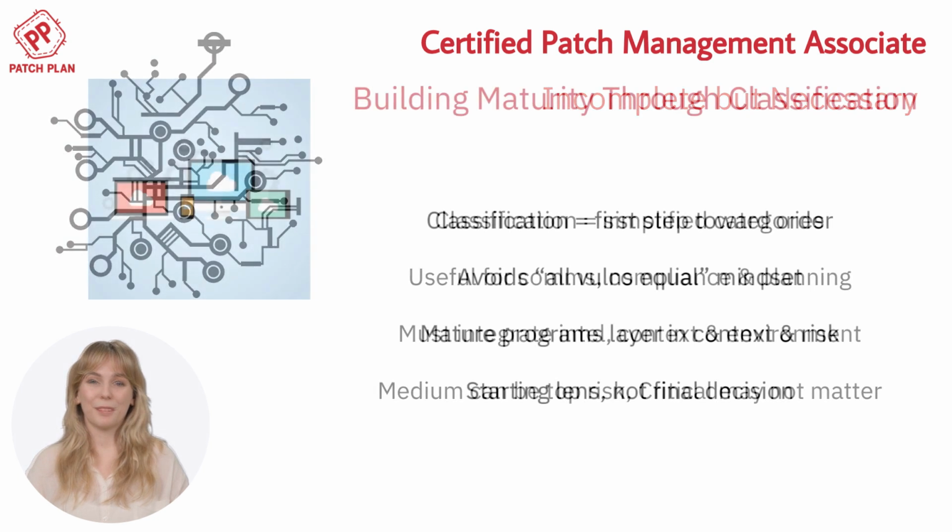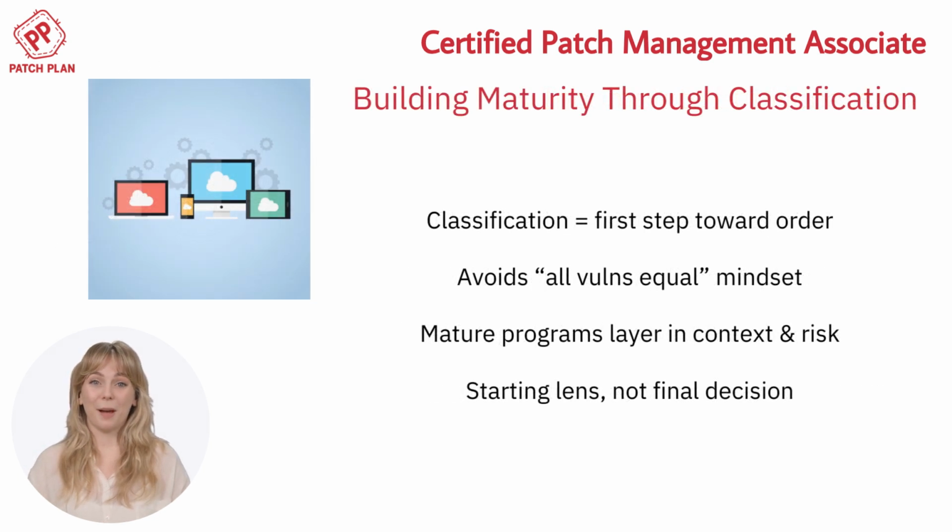For organizations beginning their patch management journey, adopting classification is the first step toward order and discipline. It helps teams avoid treating all vulnerabilities as equal and provides a defensible structure for reporting and compliance. As programs mature, they refine prioritization by adding factors like exploitability, exposure, business criticality, and compensating controls. In summary, critical, high, medium, and low classifications are useful tools, but they are not the full picture.